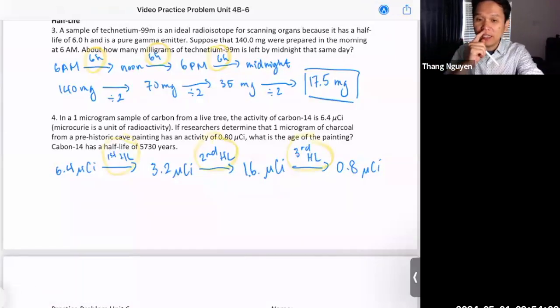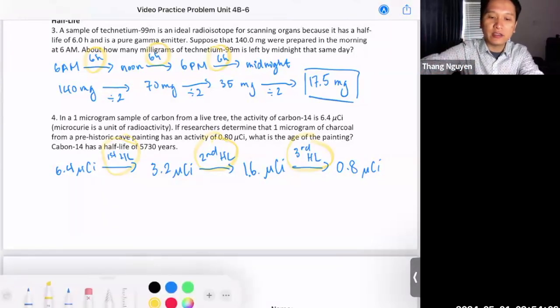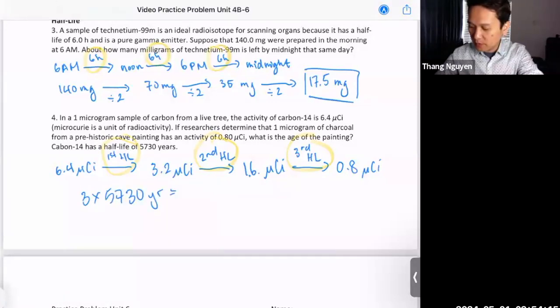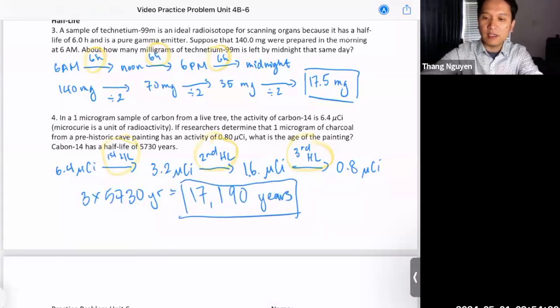So 3 half-lives, and each half-life is 5,730 years. So you simply say 3 times 5,730 years. So 3 times 5,730 is 17,190 years. That's how old that piece of charcoal is, based on its half-life and its leftover remaining radioactivity.